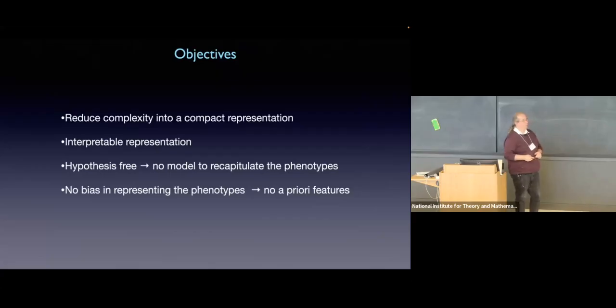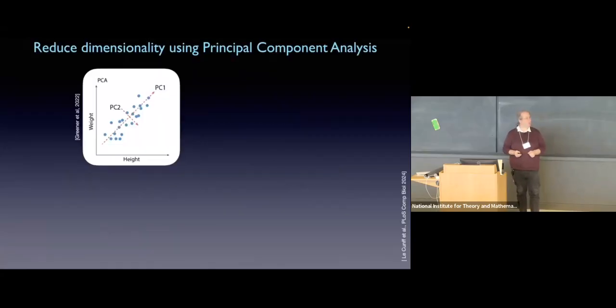So we wanted to get an understanding of that, and to do that, we set 4 objectives: reduce the complexity, because comparing just curves of elongation is not really convenient; have a representation that is interpretable; but we want a pure data approach. So no hypothesis based on the previous literature, and no features that could be based on previous interpretations. So we tried different dimensionality reduction approaches, and we ended up using principal component analysis.